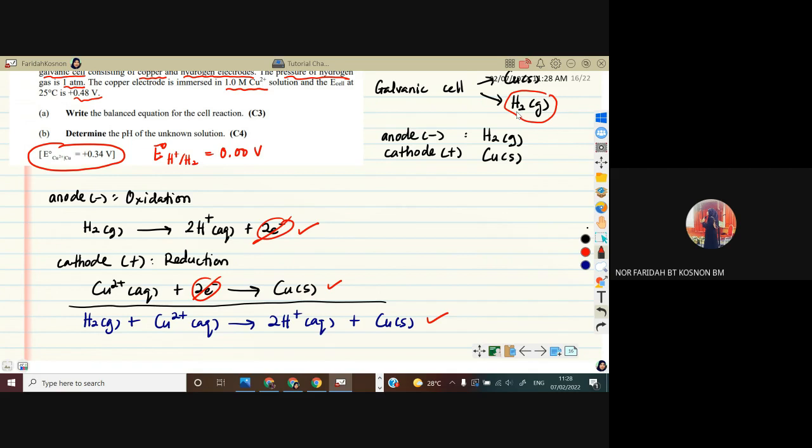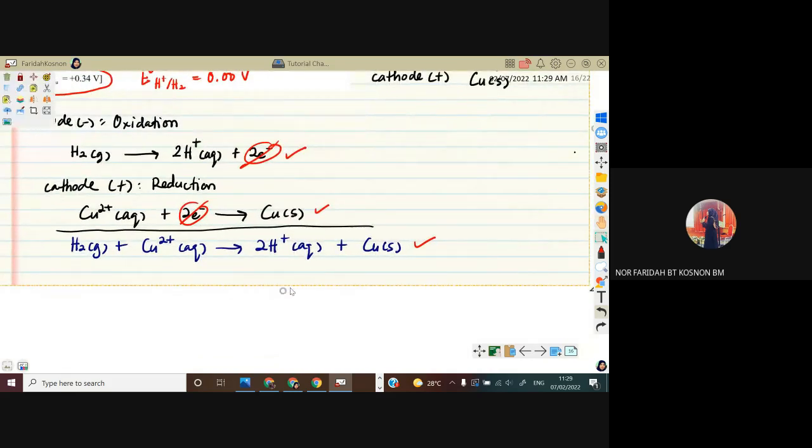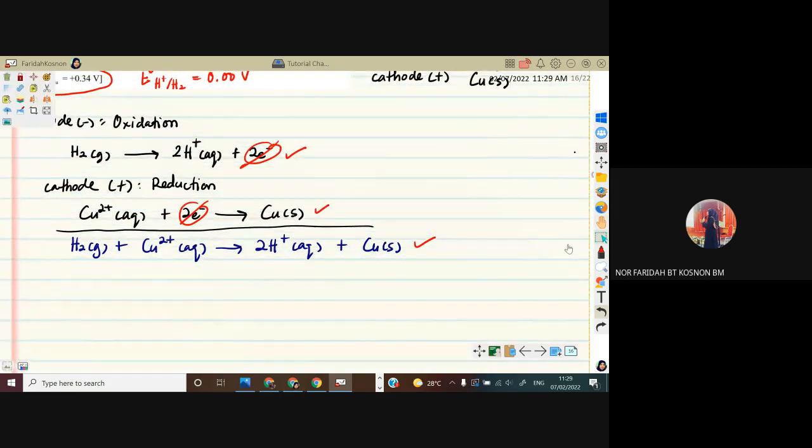Dia suruh awak buat. Okay, so to answer this question, actually we have to use the Nernst equation. Okay, and then kita nak guna Nernst equation, kita kena refer mana? Kita kena refer overall equation ini. Right? Okay, so for question B, actually, saya kecilkan sikit lah ya.